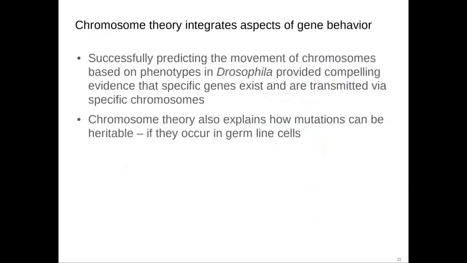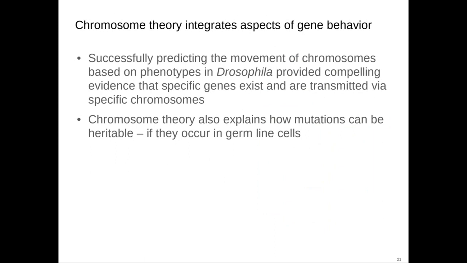Now, when we successfully predict the movement of chromosomes based on Drosophila phenotypes, this provided evidence that specific genes existed and were transmitted via specific chromosomes. And again, it seems like kind of a meh thing now, right? We know chromosomes carry genes, but again, this is early 1900s. We didn't know that. Now, this has all been nicely knitted together, what we've discussed and what we discussed in the previous class and the class before that, under the chromosome theory.